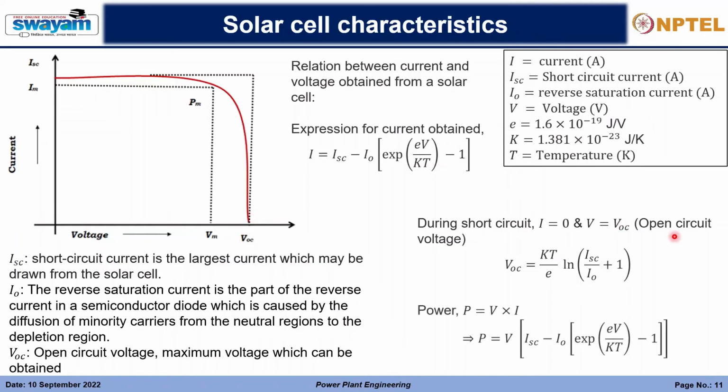Then the power is always calculated as V into I, with V equal to this expression. But we are more interested in knowing the maximum power, that is Pm. So let us go through the derivation of how Pm is calculated or derived.